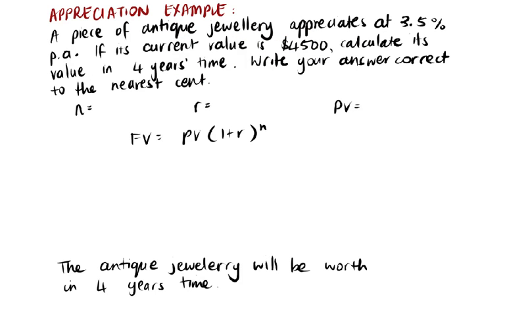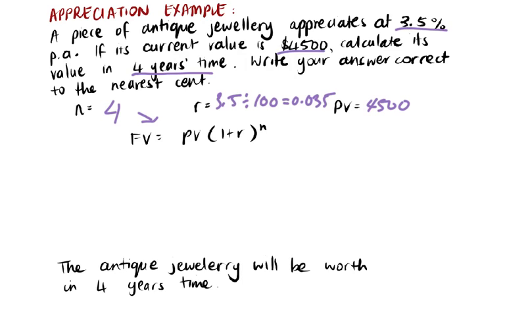We're going to go through a few examples now. It says a piece of antique jewellery appreciates at 3.5% per annum. If its current value is $4,500, calculate its value in 4 years' time. Write your answer correct to the nearest cent. Again, we're going to take out some important information that we can then substitute into our compound interest formula. The first is the time period, which is 4. r is our rate, so it's 3.5 in the question, and that's a percentage. We convert that to a decimal by dividing by 100, so that's 0.035. And the present value of the piece of jewellery is $4,500.